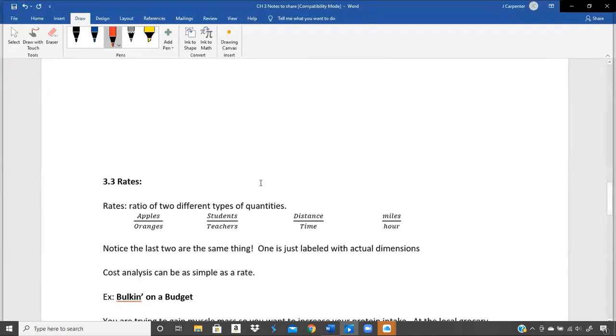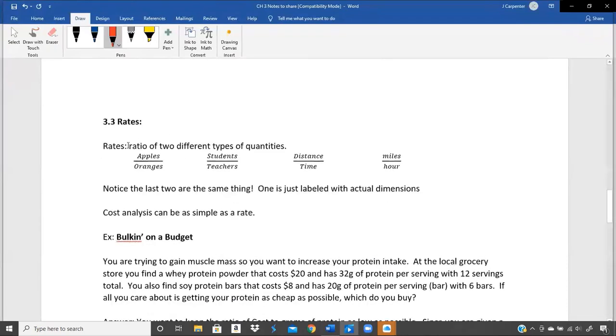Okay, so rates are a ratio of two different types of quantities. So rates have to be two different types of quantities to call it a true rate. Now, yes, in the world, you can call a rate a ratio of two of the same thing, and you can let that slide, in the same way that when I say it's 72 degrees outside, that's not technically correct.